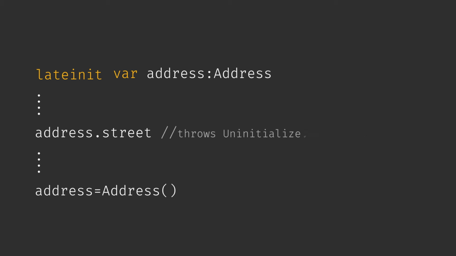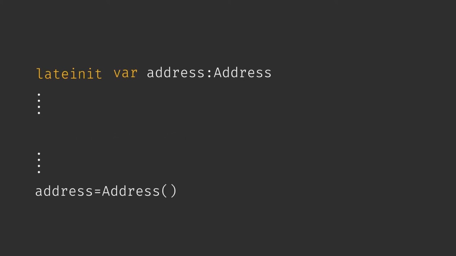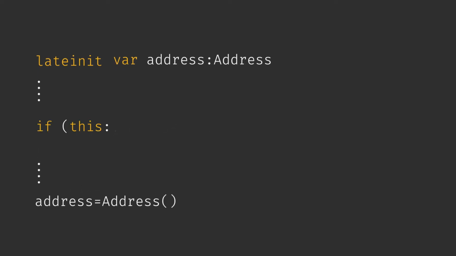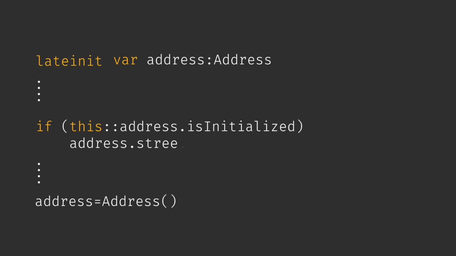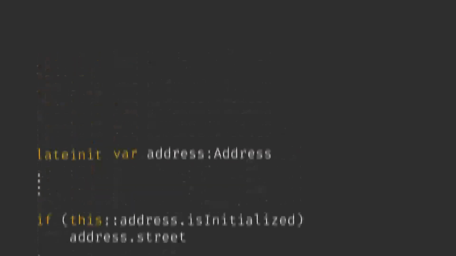So how should we check if it is uninitialized if we can't access it with confidence? We have to use reflection and ask the property itself. One last thing, primitive types like Boolean and integers cannot be left uninitialized.